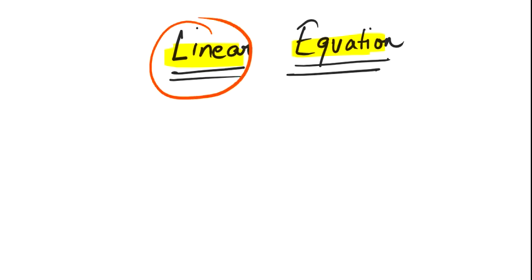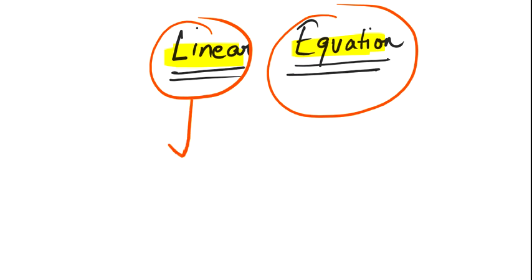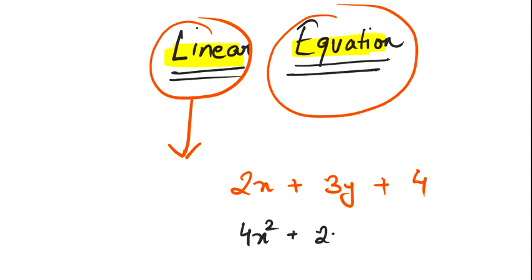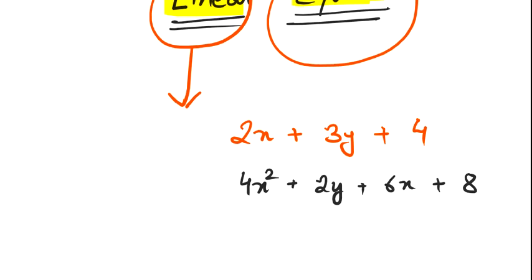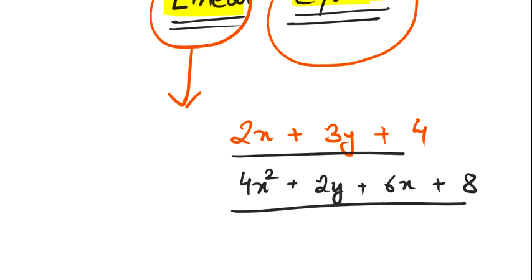There are two words, one is linear and the other word is equation. What does the word linear stand for? Suppose we have two different kinds of polynomial. One is 2x plus 3y plus 4 and another polynomial is 4x square plus 2y plus 6x plus 8. Now let us understand the difference between these two polynomials.